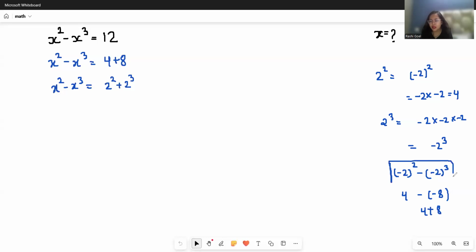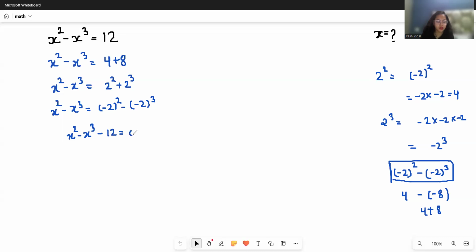So I can replace this. So x square minus x cube is equals to minus 2 square minus minus 2 cube. Now, on comparing, we found that x is minus 2. So I can write x square minus x cube, this from the beginning of the equation, minus 12 is equals to 0.